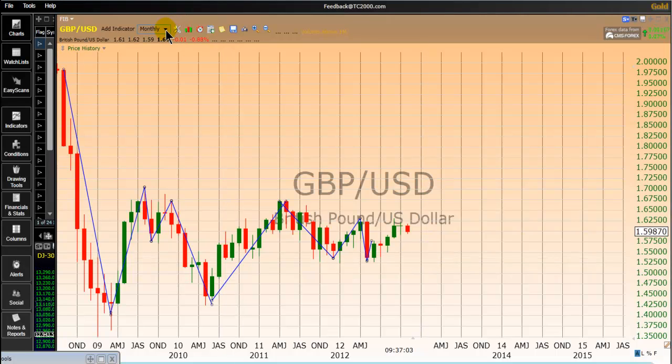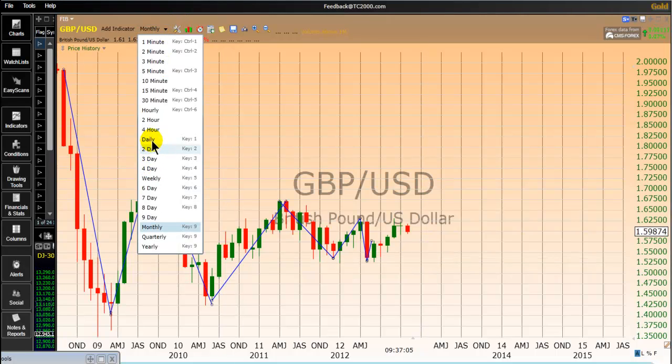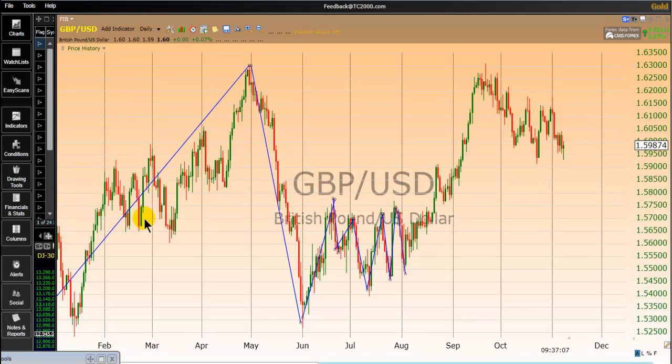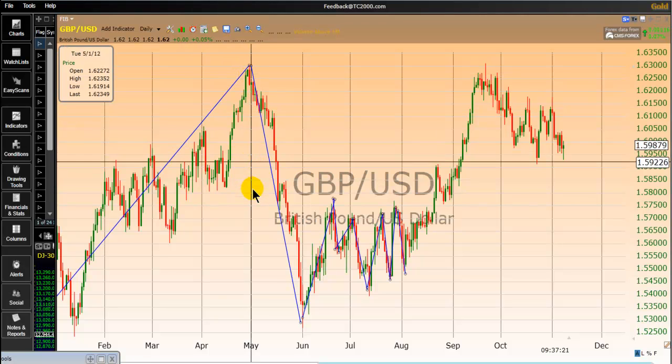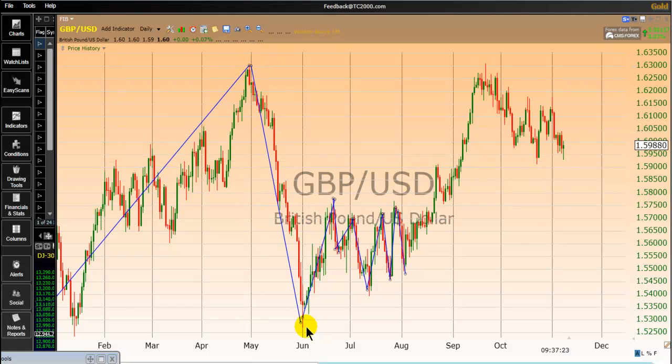But recently, the same pattern has copied itself and pasted itself on the daily chart of the pound dollar currency pair. This was in May 2012, where I'm placing my vertical line. Prior, it rolled down. Can you see it? It rolled down.